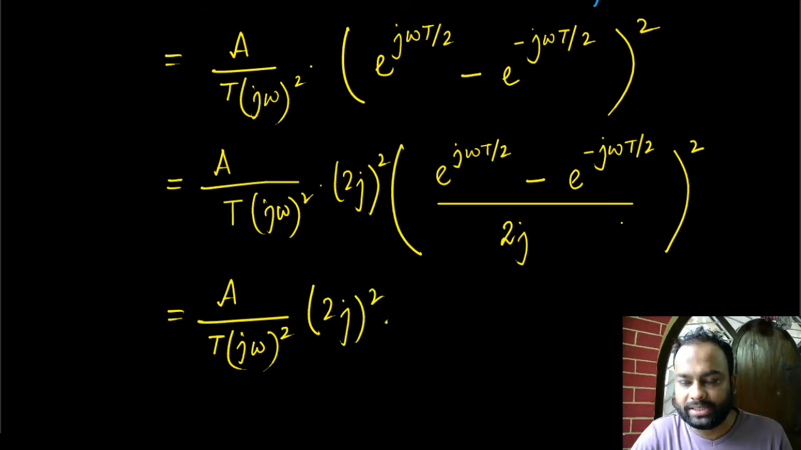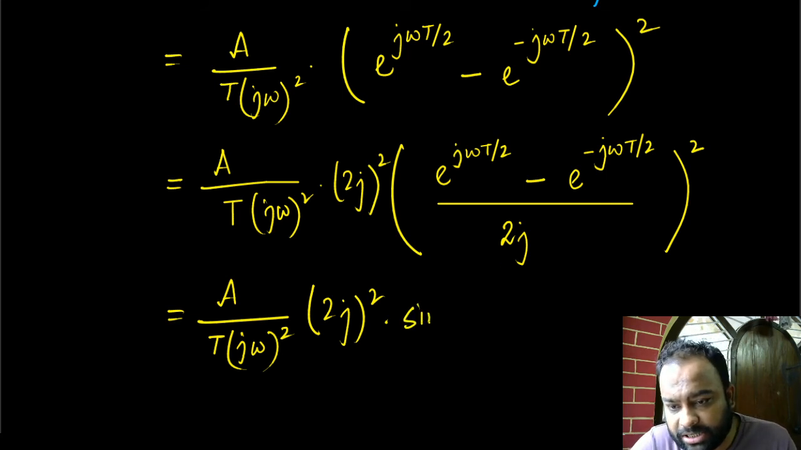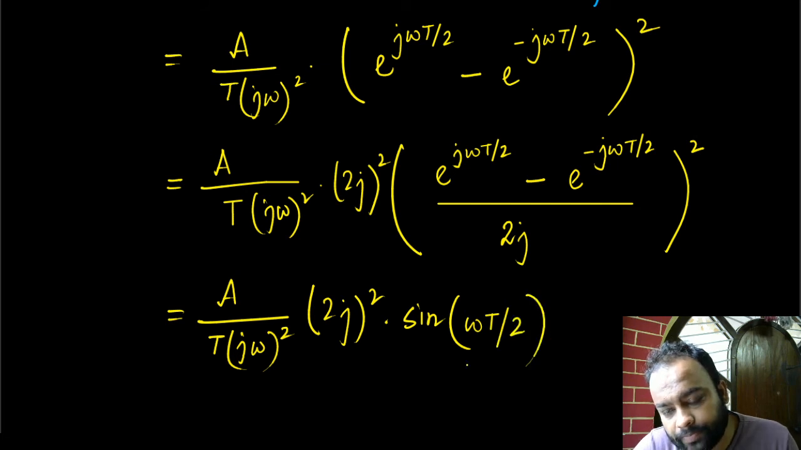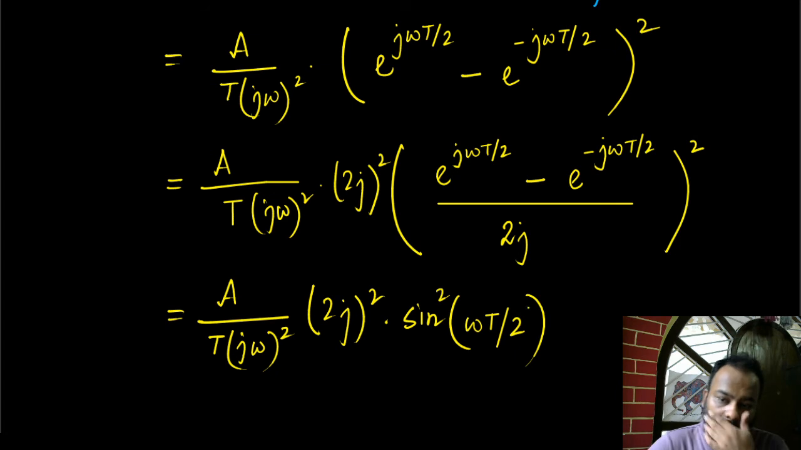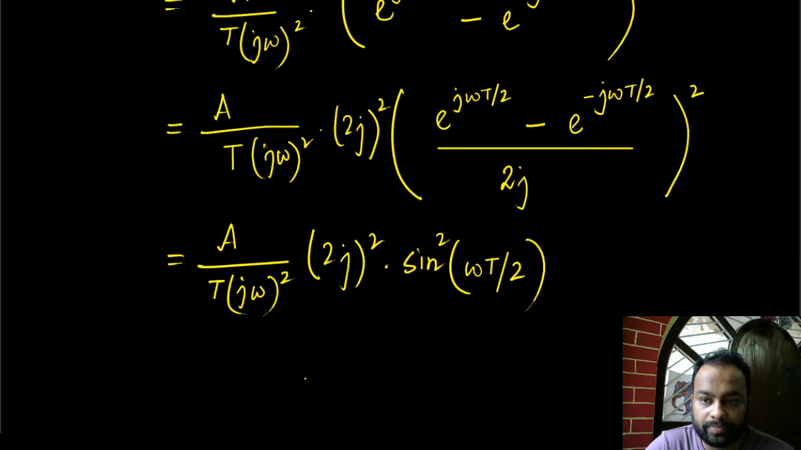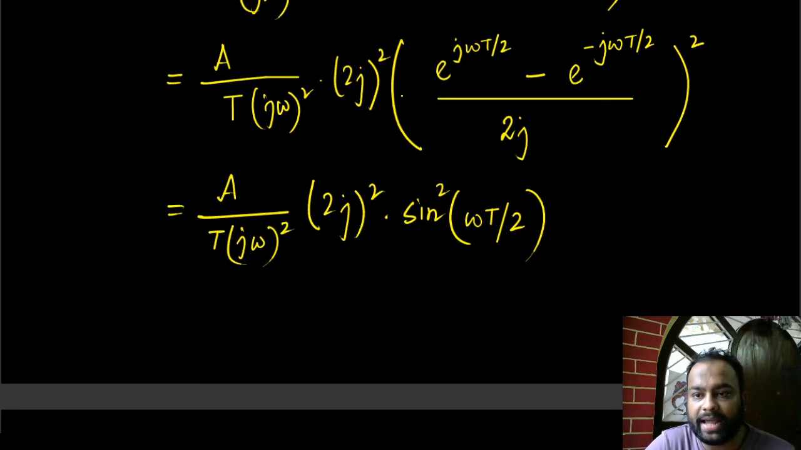And what is this? This is e to the power j theta minus e to the power minus j theta, where omega t by 2 is theta, so basically divided by 2j. So this is sine omega t by 2, and a square of that. So this is sine square omega t by 2, right? Because this entire internal thing is sine.